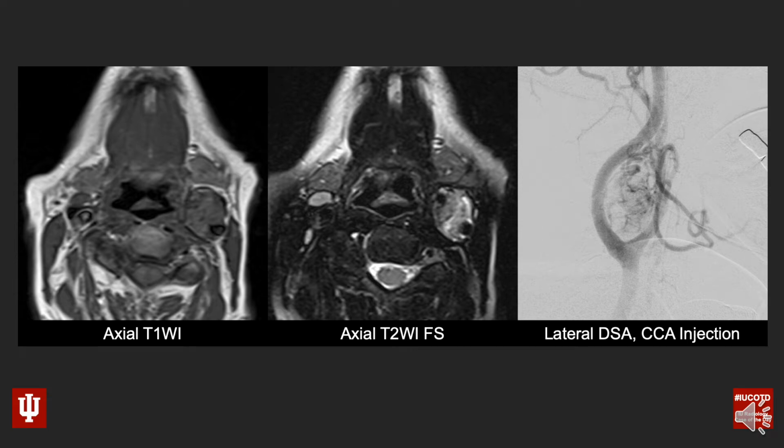We have three images to look at. The image on the left is an axial T1 weighted image. This is a pre-contrast T1 weighted image. The image in the middle is an axial T2 weighted fat saturated image. And the image on the right is a lateral digital subtraction angiogram, so it's from a common carotid artery injection. So take a look at the three images. Slow growing mass. Try to piece this all together.